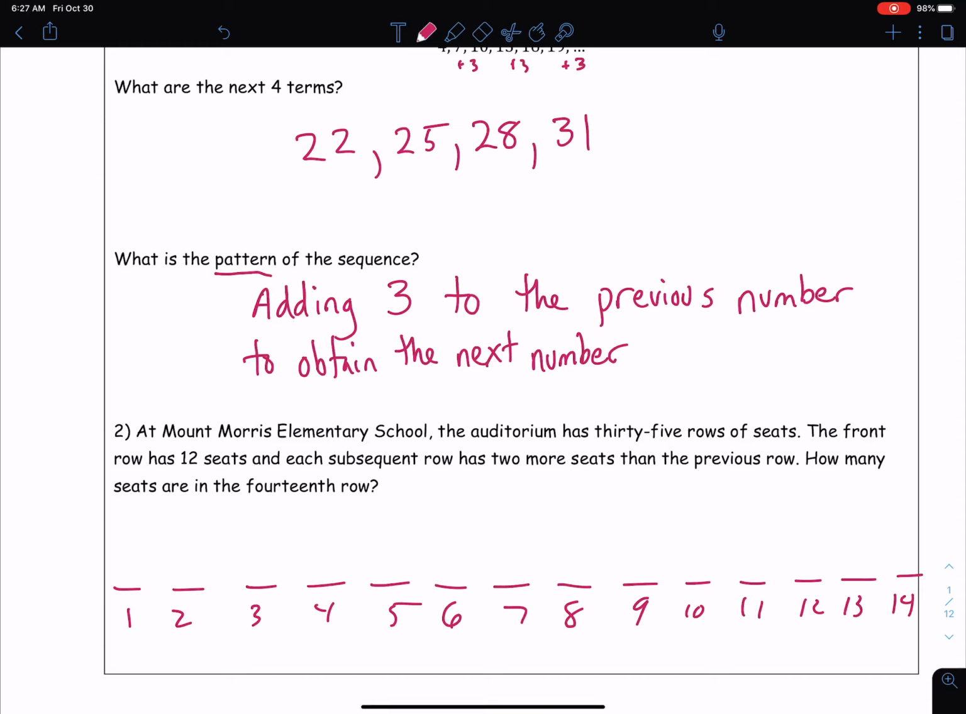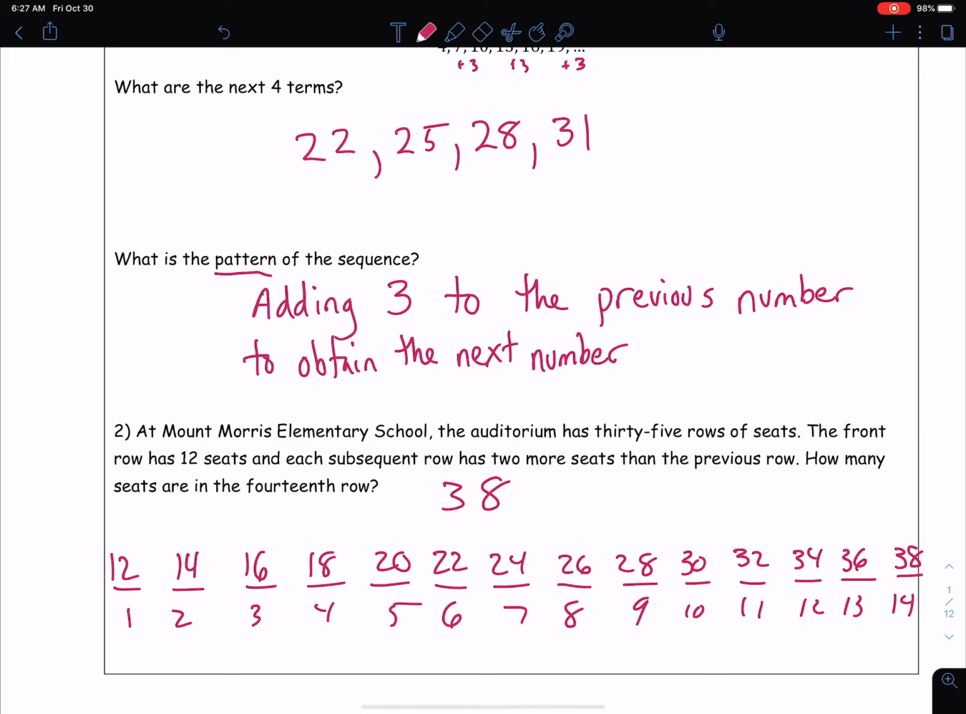So the first row has 12. And then each subsequent row has 2 more seats. So we're just going to keep on adding 2 seats until we get to our 14th row, which is what the question's asking us for. So the 14th row has 38 seats. So that would be 38 seats.